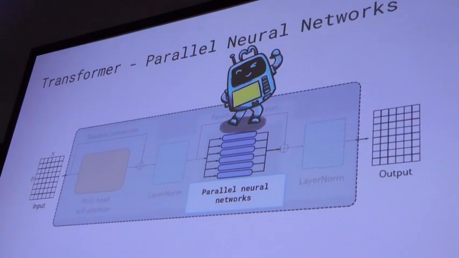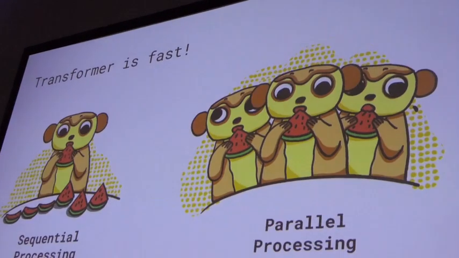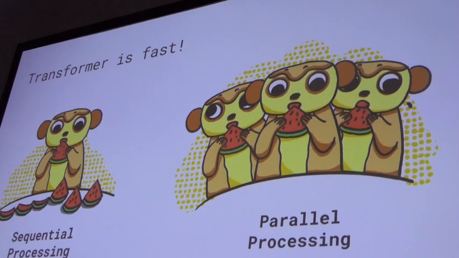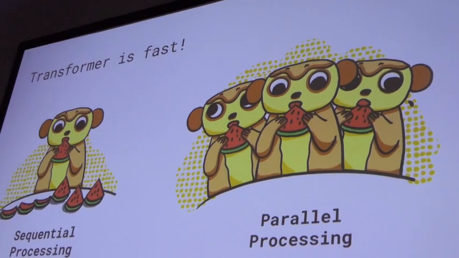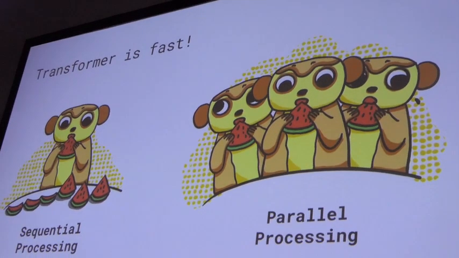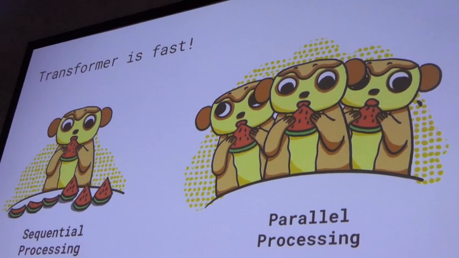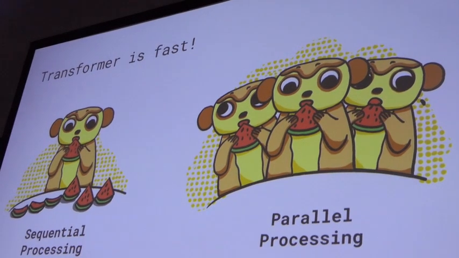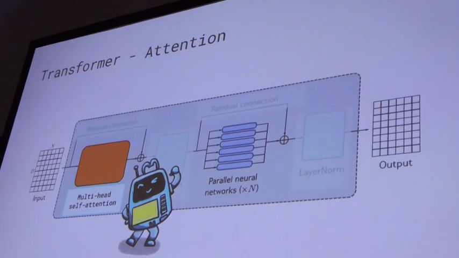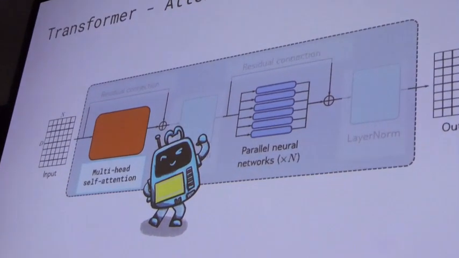First, transformers use parallel neural networks. So instead of processing our input sequence one by one, transformer processes the entire sequence all at once. This makes transformers have impressive speed even when the input sequence is long. The second core feature of a transformer is multi-head self-attention.